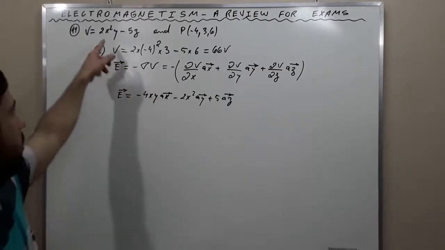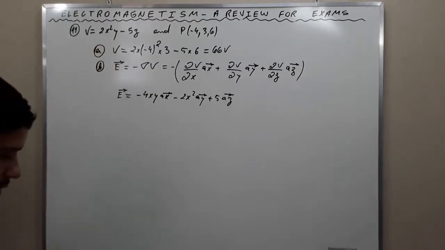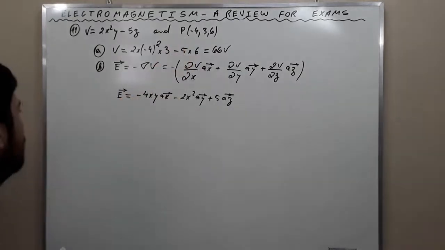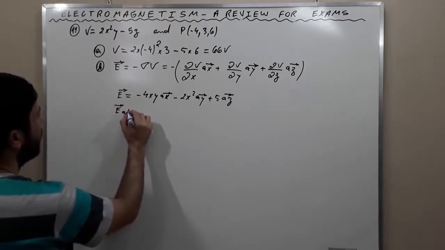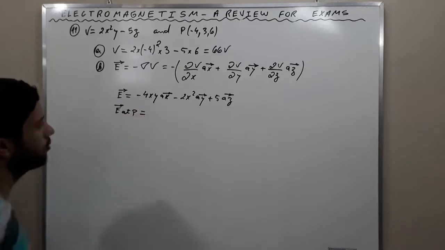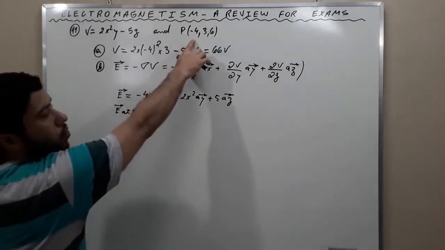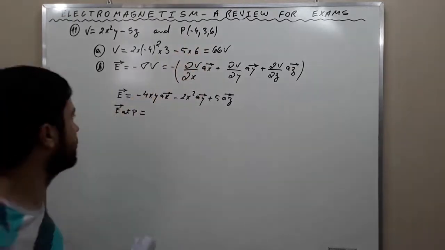Okay, so this is the electrical field obtained from the potential by applying the gradient. We converted a scalar into a vector using the gradient. Now we want to calculate the value of the electrical field at P. The value of E at P is going to be, we simply apply the coordinates of the point, negative 4, 3 and 6.